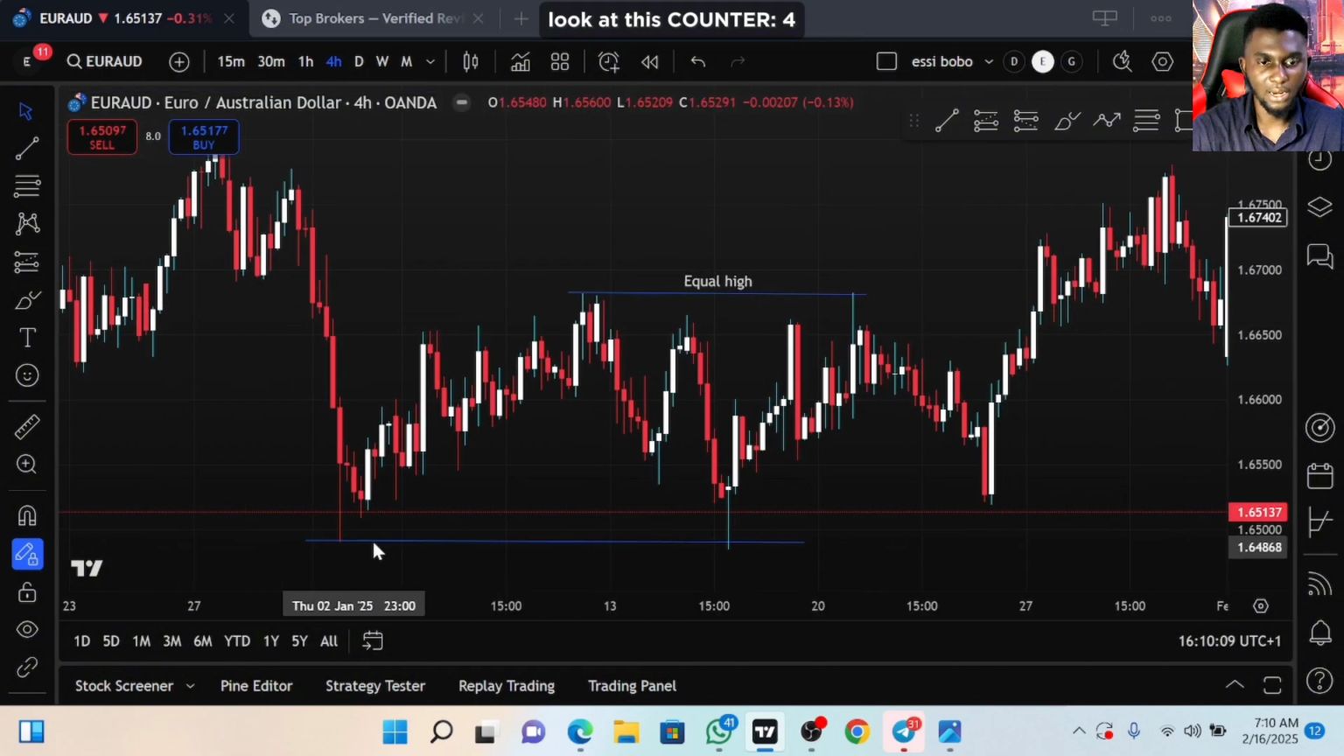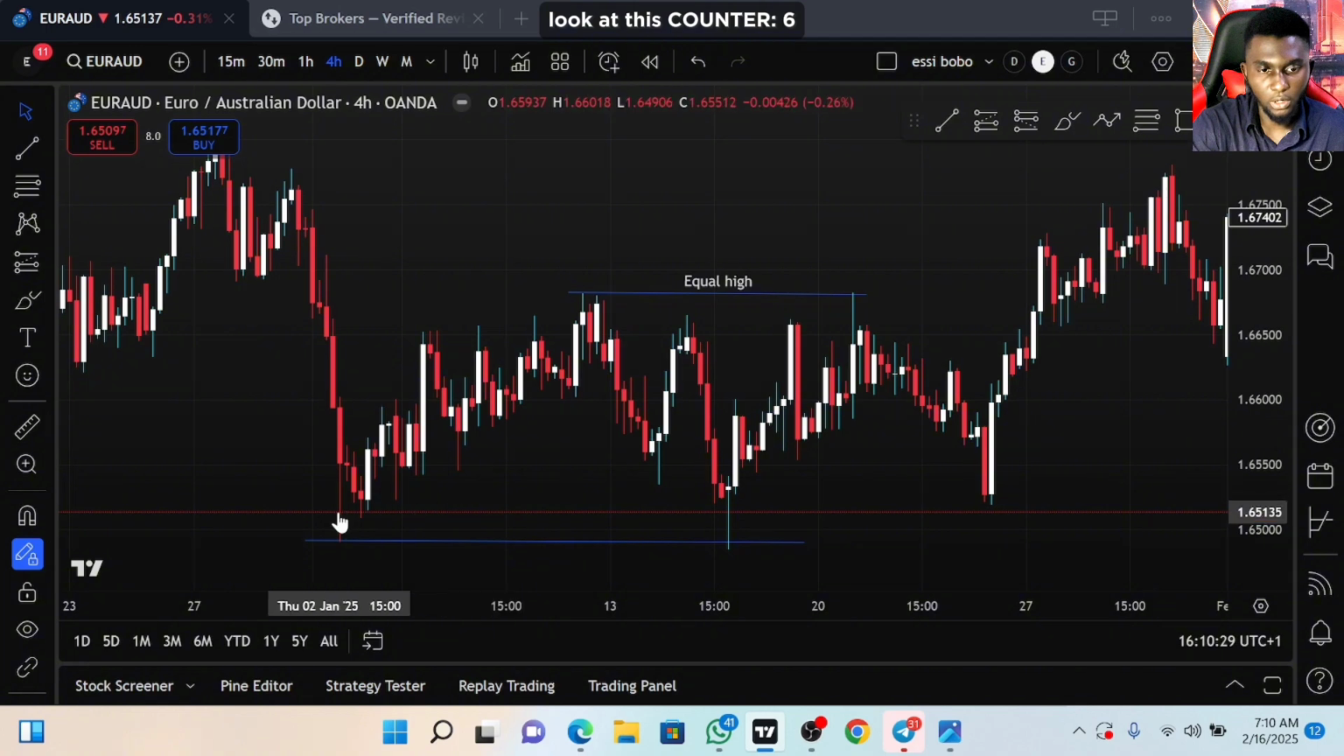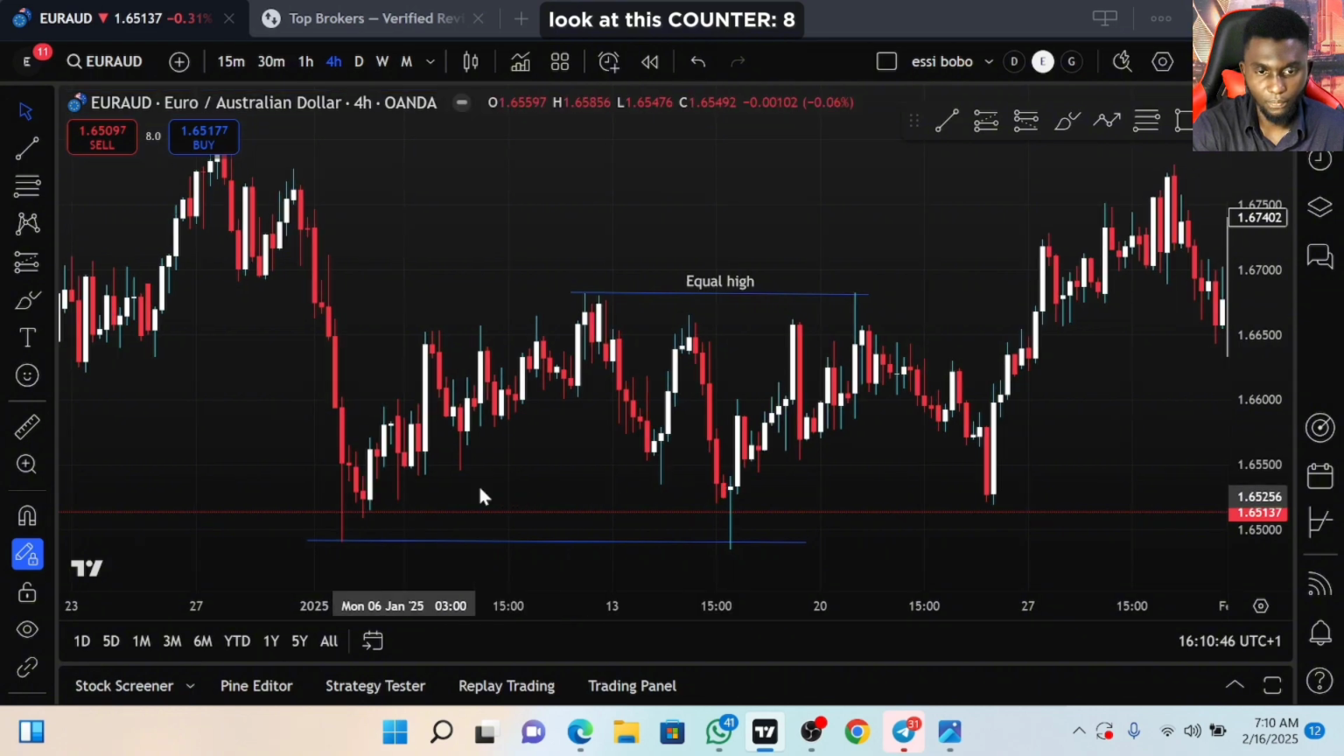Alright, look at this now. You can call this an equal low. You understand? But it grabbed liquidity. Look at this. You can also call this a support level. Retail traders see a strong support level. They start buying and they place their stop loss below the support level. Some traders will see this and start buying. And when they start buying, where will they put their stop loss? Some traders will put their stop loss here.